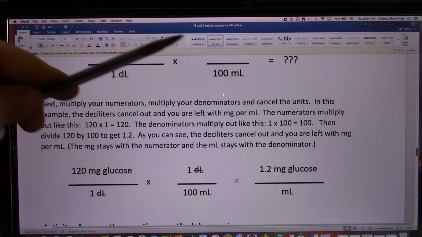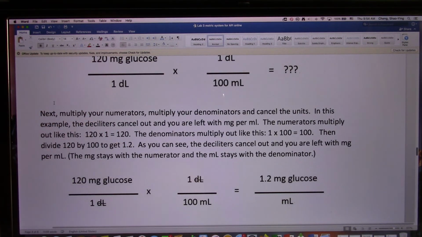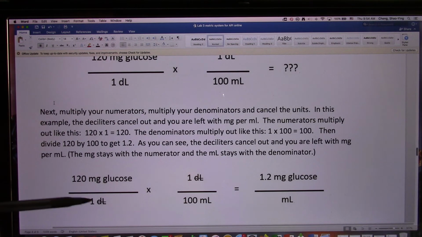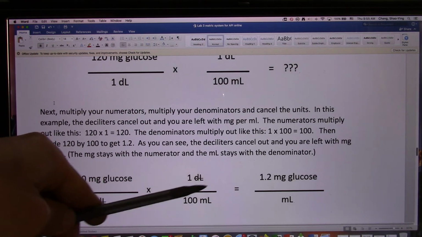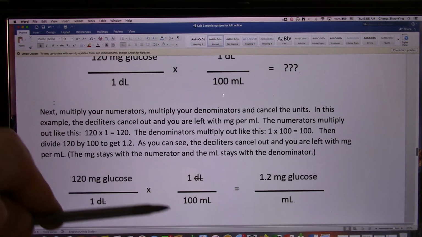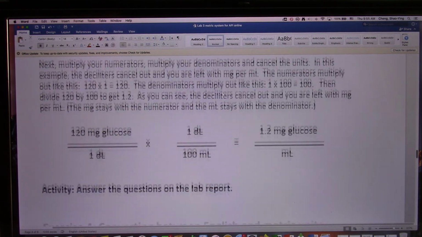And if you do it this way, no matter how many times you need to transfer, you keep doing the same way. The unit you want to cross out, you put in the numerator or denominator accordingly, and the one you want to keep in the denominator, and you cross out the unit, and all the rest is math. And then the unit will be correct, milligram per milliliter.